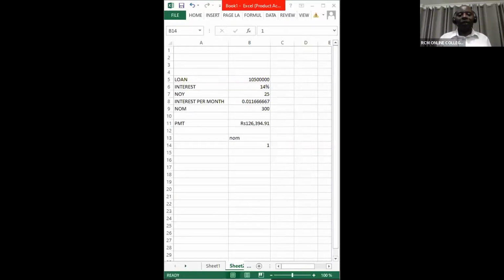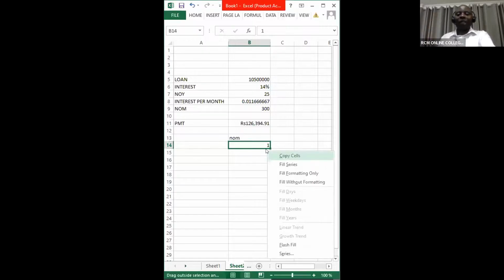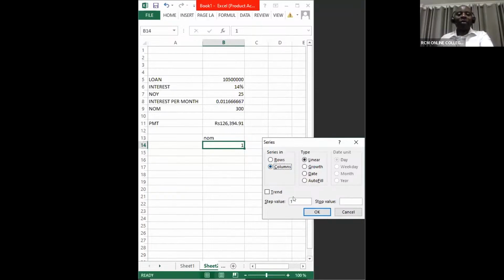So I can see Fatma sharing her screen. Number of months. So click there. Number 1. So angry rabbit. Right click and hold on to it. And then scroll down once. Go back and then release the right click. So there is series down there. Series, yes. And then now columns. And then stop value 300. Okay.